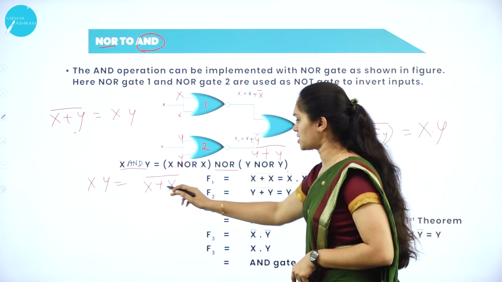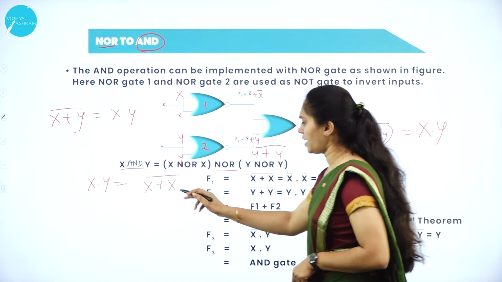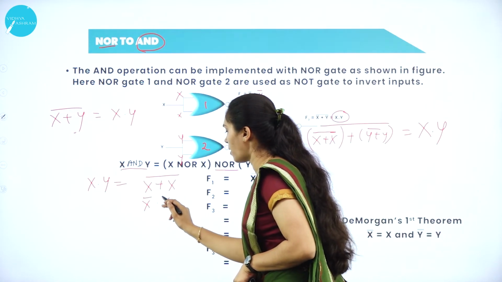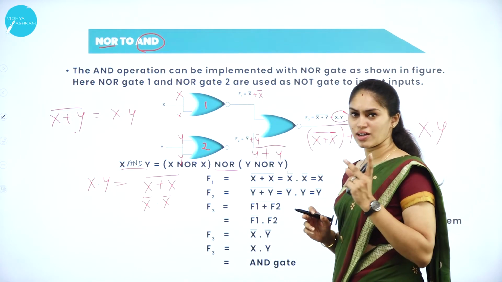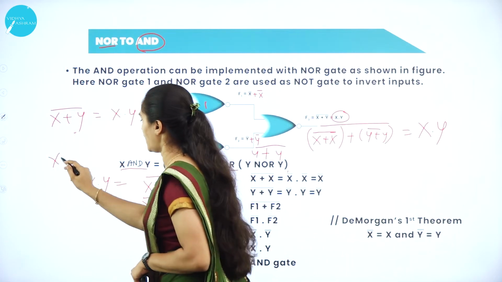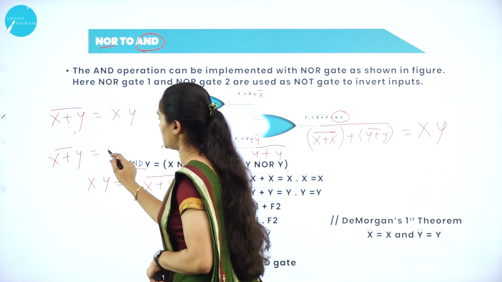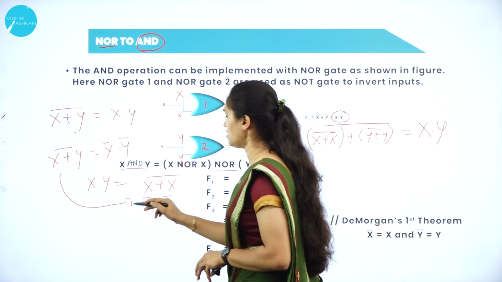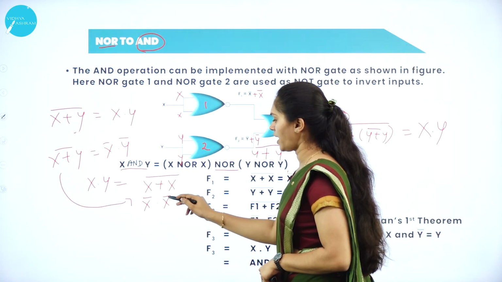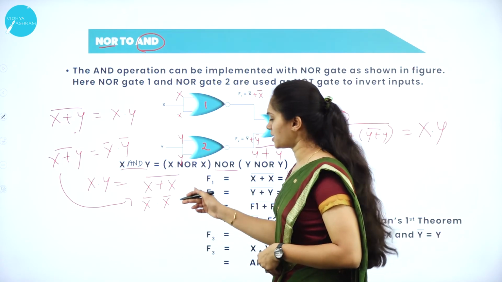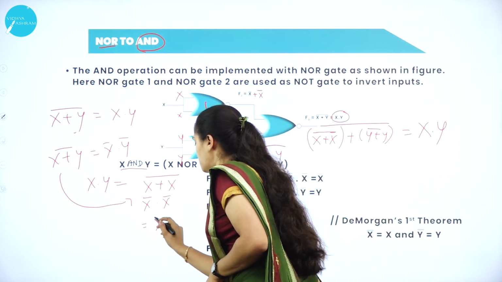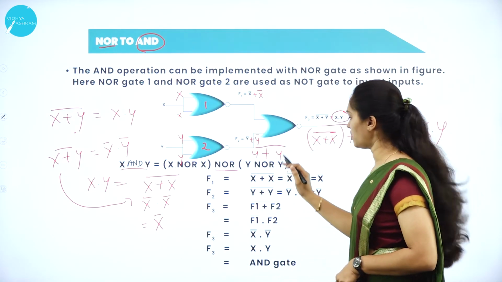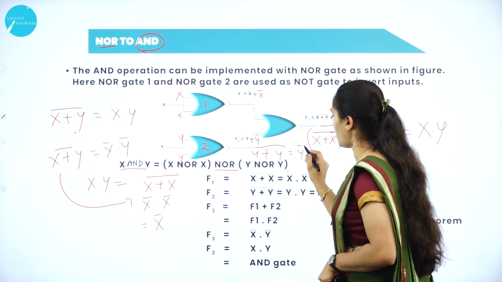So when it comes to x plus x whole bar, I can write it, as in De Morgan's theorem, x dot x bar. So when it comes to De Morgan's second theorem, that is x plus y whole bar is equal to x bar into y bar. So let me apply the same thing here. It will become x bar into x bar. When it becomes x bar into x bar, then that is equal to x bar itself. So the same thing applies for the y input also. Then it becomes y bar.